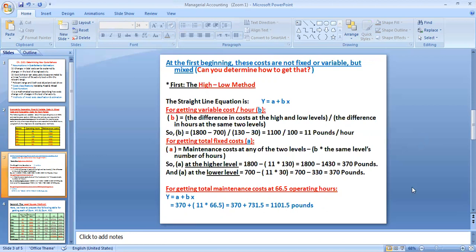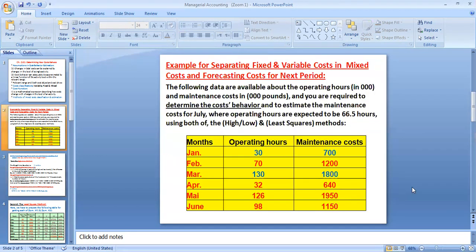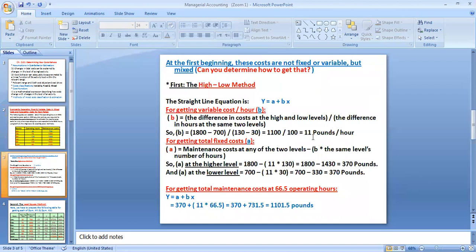1,101.5 pounds. So using the high-low method, we got B by deducting total cost at the higher level minus total cost at the lower level, divided by the number of hours at the higher minus the number of hours at the lower. It gives me 11 per hour.